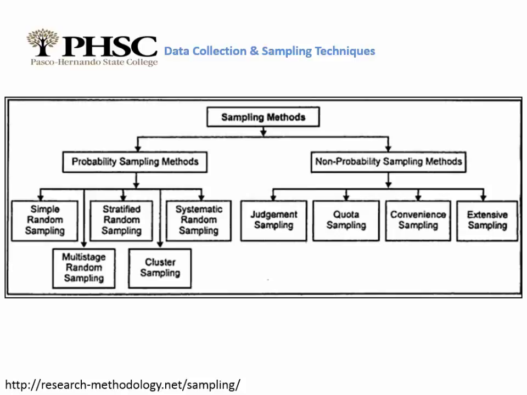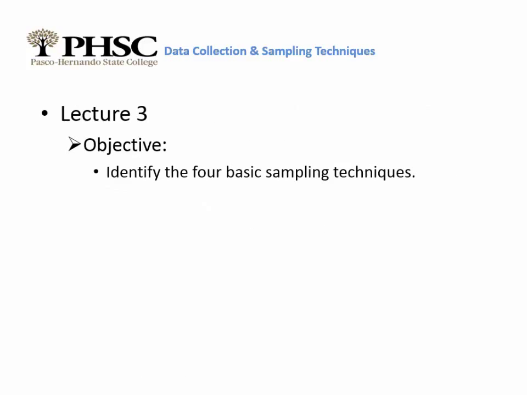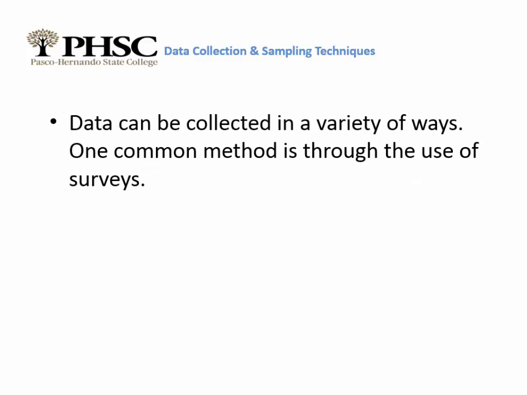So in this course, we're really going to just talk about simple random, stratified, systematic, cluster, and also convenience sampling. We're not going to talk about judgment sampling or quota sampling or extensive sampling or multi-stage random sampling. So the objective for this lesson is that we're going to identify the 4 basic sampling techniques.